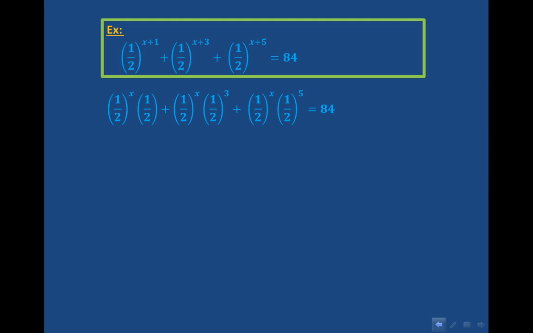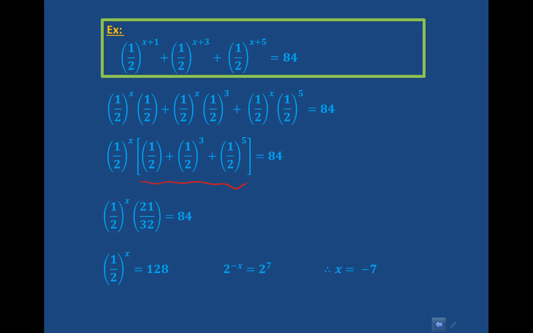The left hand side here equals 84. The next step, take care, you can take half power x as a common factor. Half power x multiplied by the remainder, which equals half, plus half power 3, plus half power 5. I will calculate firstly the value of this bracket. It will be equal to 21 over 32. Then half power x times 21 over 32 equals 84.